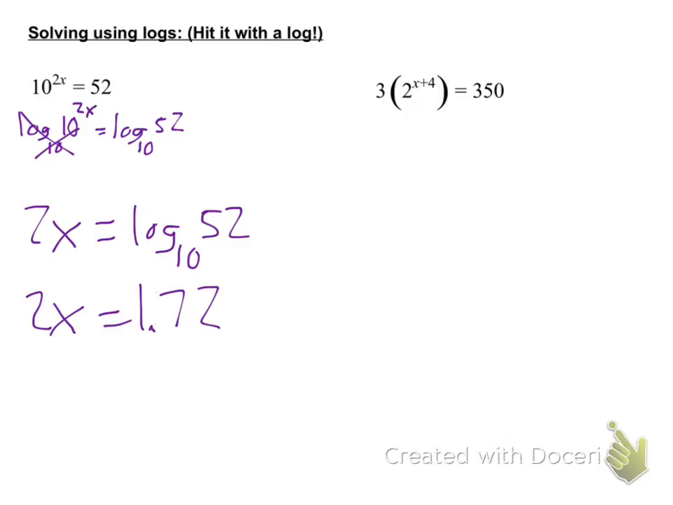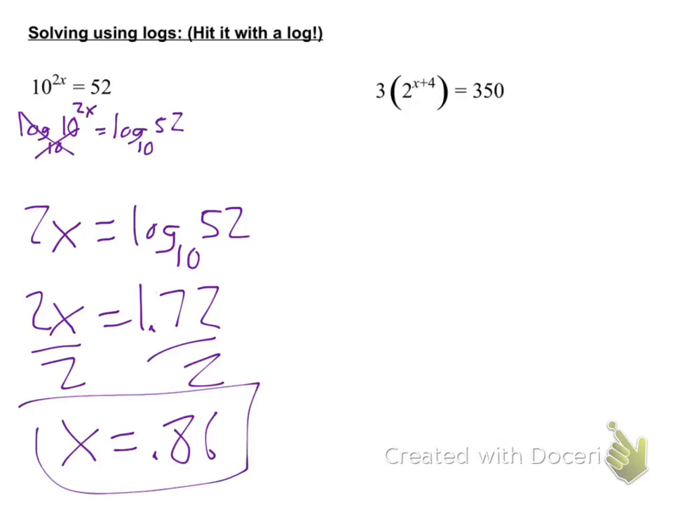1.72. Divide by 2. 0.86. And if you don't believe yourself, plug it back in for x, multiply by 2, put it as a power on 10. You should get 52. These are not that bad. Right? We like these. I can do these.